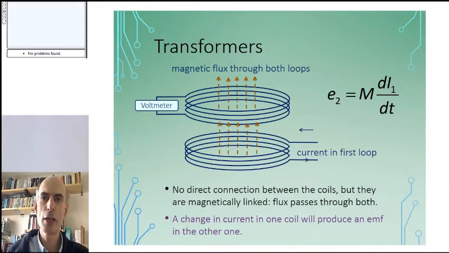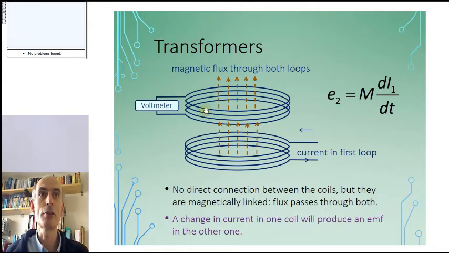Transformers are produced when you take two coils of wire and put them in close proximity, so that the magnetic field generated by the current in one coil also goes through the other coil, and therefore any change in this magnetic field caused by a change in current in the first loop will produce a change in the magnetic field in the second loop, and therefore an EMF in that second loop. So we're producing an EMF in the second loop by changing the current in the first loop, despite there being no physical connection between the two, apart from the shared magnetic field.